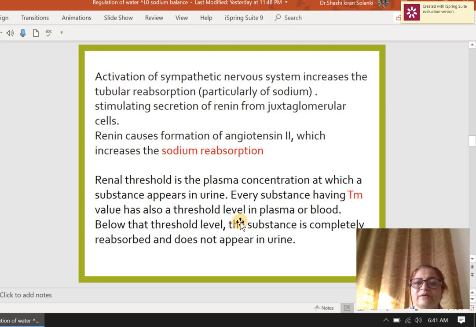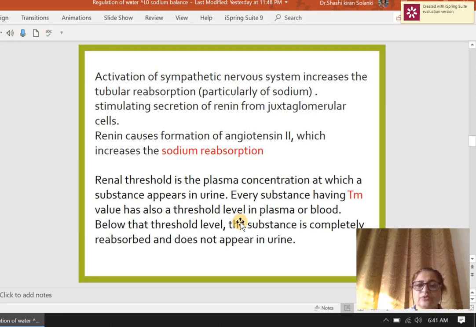Activation of the sympathetic nervous system increases tubular reabsorption, particularly of sodium. It also stimulates secretion of renin from juxtaglomerular cells, which regulates sodium reabsorption. Renin acts on the proenzyme angiotensinogen, which is converted in the presence of ACE into angiotensin I and then angiotensin II, which increases the sodium reabsorption rate.